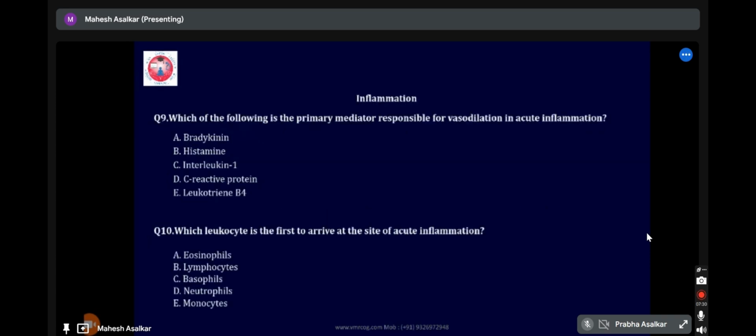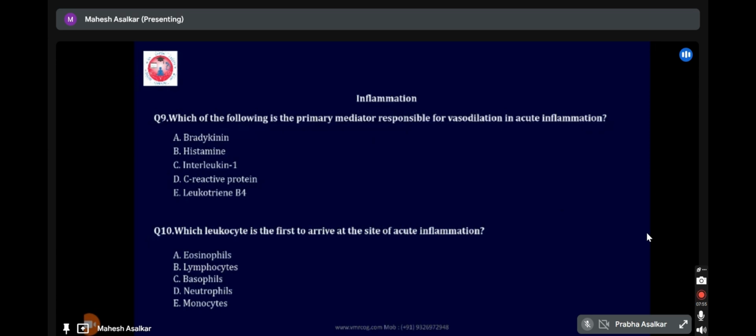Dr. Sinchana, next two questions. Yes, sir. Which of the following is the primary mediator responsible for vasodilation in acute inflammation? A. Bradykinin, B. Histamine, C. Interleukin 1, D. C-reactive protein, or E. Leukotriene B4. B. Histamine.